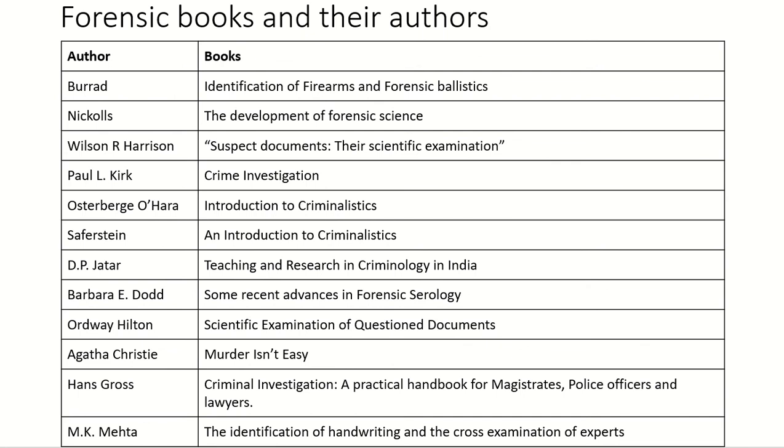T.P. Jattar, Teaching and Research in Criminology in India. Barbara E. Dodd, Some Recent Advances in Forensic Serology. Ordway Hilton, Scientific Examination of Questioned Documents. Agatha Christie, Murder Is Easy. Hans Gross, Criminal Investigation, a practical handbook for magistrates, police officers, and lawyers. M.K. Mehta, The Identification of Handwriting and the Cross Examination of Experts.